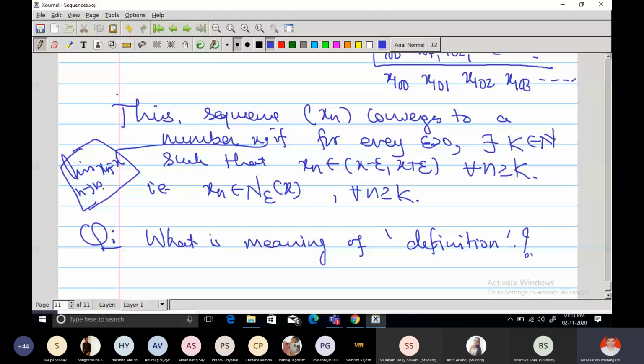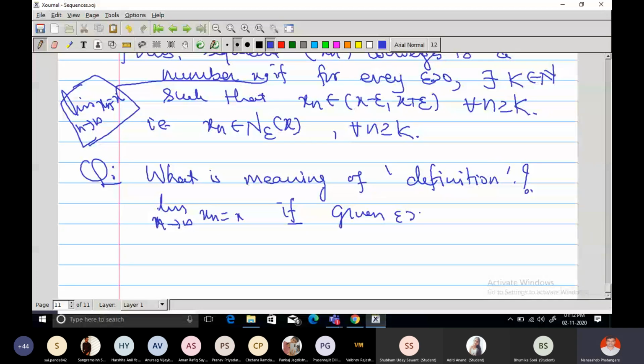So limit n tends to infinity xn is equal to x if, given epsilon, there exists k such that mod of xn minus x is less than epsilon for all n greater than or equal to k. And this is if and only if. That means if for any epsilon we can produce k such that this is going to happen, then we say that the limit of xn is x. Limit of xn is x means for any epsilon we are able to produce k. Is it clear? Yes, sir.